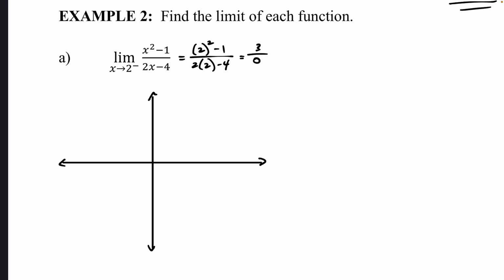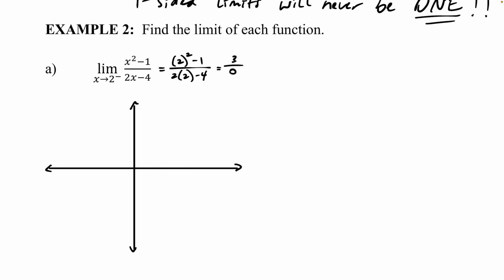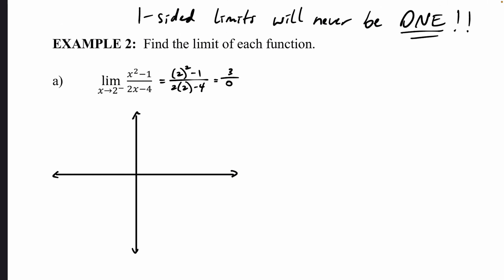If it was like 0 over a number, would it still be the same? Yeah, great question. So let's say it was 0 on top, 3 on bottom. Then it would just be 0. Yeah, great question.